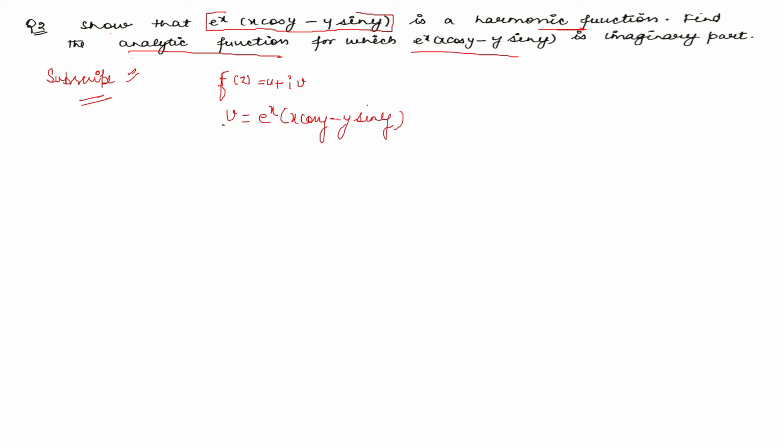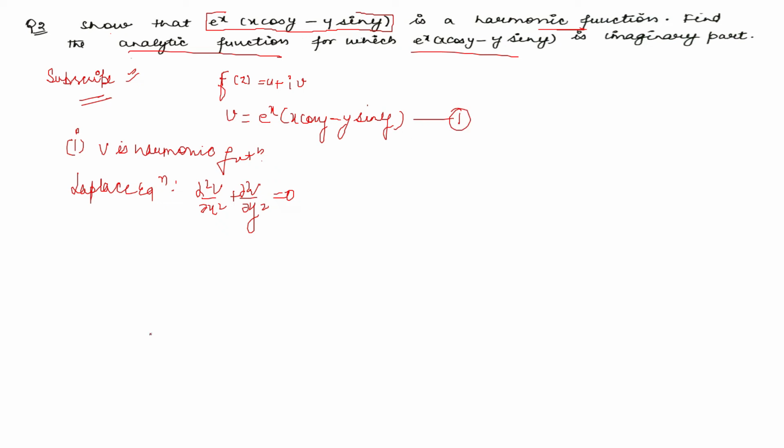Okay, so this is the value of v, and first we have to show that v is harmonic. To show v is a harmonic function, if you have seen my previous videos, we have to satisfy the Laplace equation. That means we have to show del 2v upon del x square plus del 2v upon del y square is equal to 0. So we differentiate with respect to x two times, with respect to y two times, add them, and see whether we get 0 on the right hand side or not. Okay, I am starting to do it.